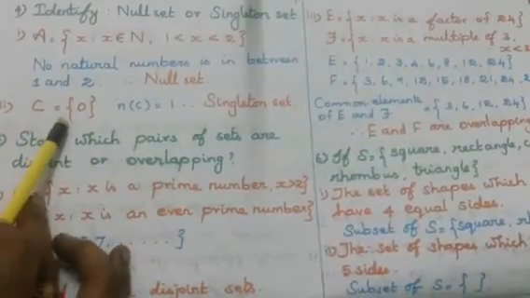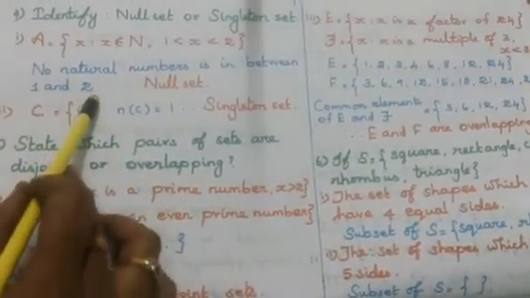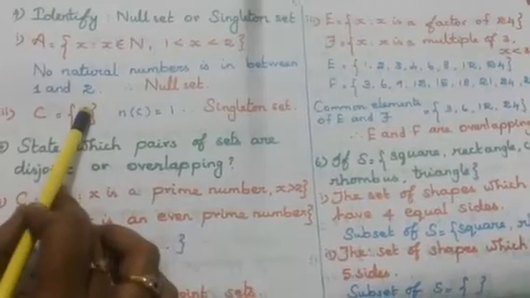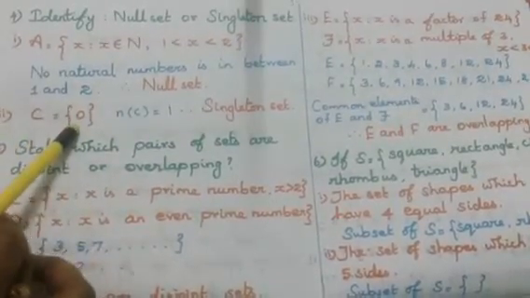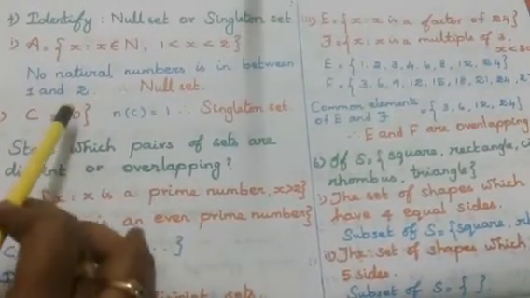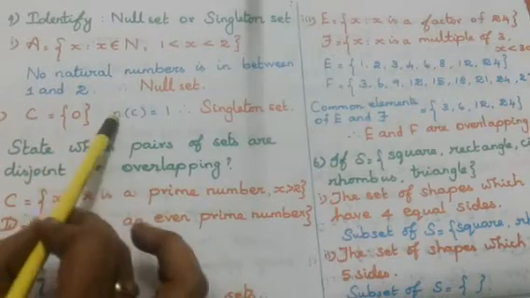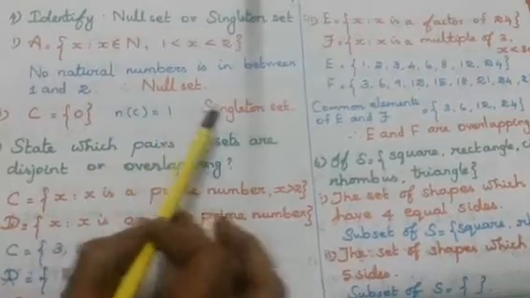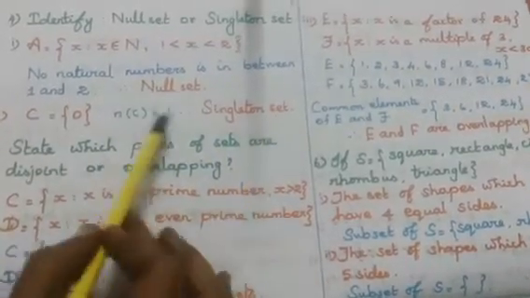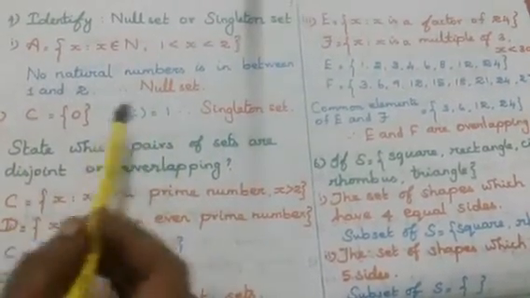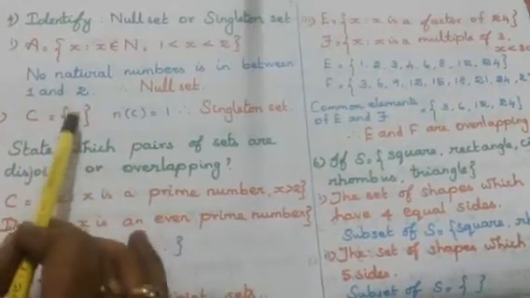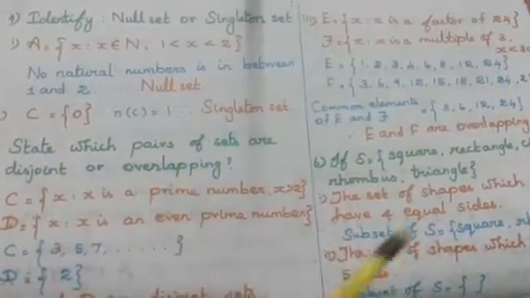Next sum, C is equal to a set. Inside the set we have 0. 0 is a number. Inside C we have only one element, no? Therefore n of C is equal to 1. It is a singleton set. n of C means number of elements inside the set. The number of elements inside the set is only 1. Therefore it is a singleton set.